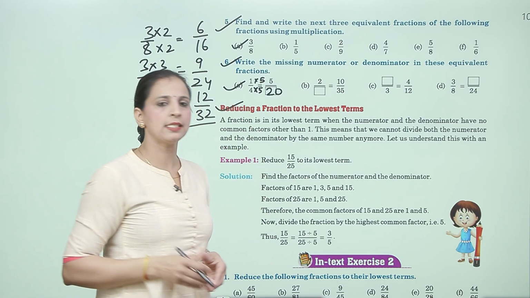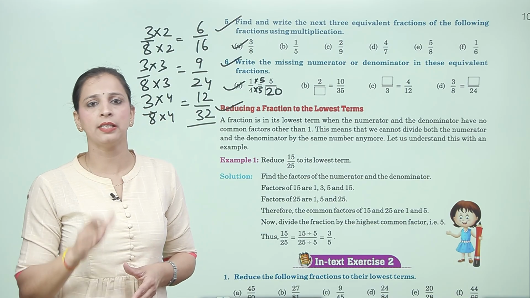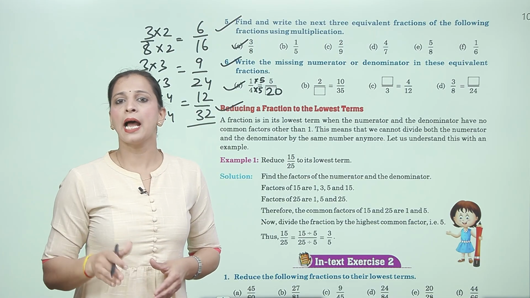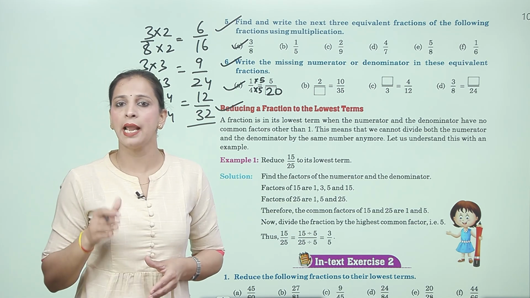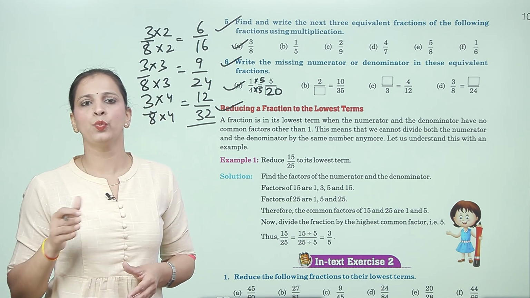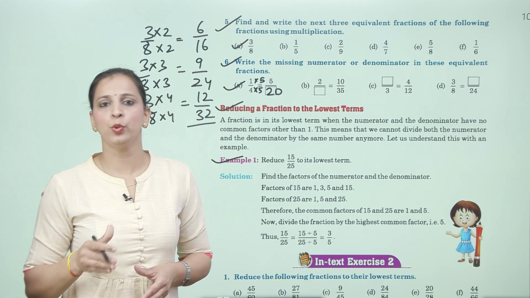A fraction is in its lowest term when the numerator and the denominator have no common factor other than 1. This means that we cannot divide both the numerator and the denominator by the same number anymore. Let us understand this with an example. Example 1: Reduce 15 by 25 to its lowest term.